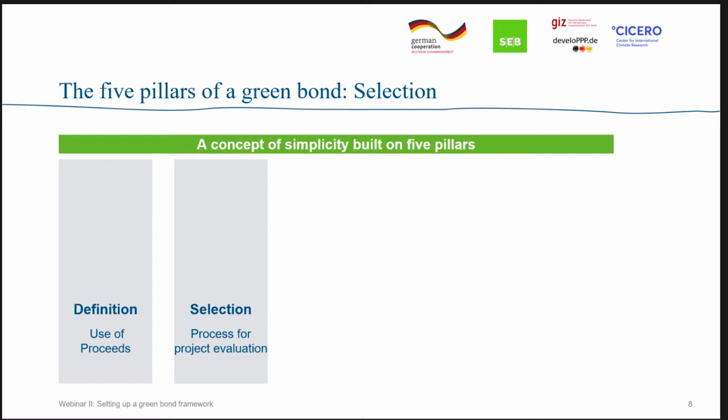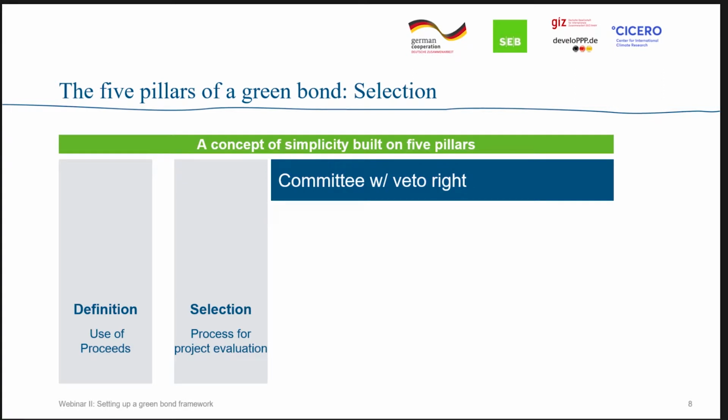A key factor when creating a green or sustainable framework is to ensure the sustainable integrity when defining and selecting assets. One way of doing this is to have the selection process of projects done by, for example, a committee where a sustainability expert has a veto right. This is as of now the most common process, particularly for green bonds, but it can be time consuming if a high number of projects need to be evaluated.